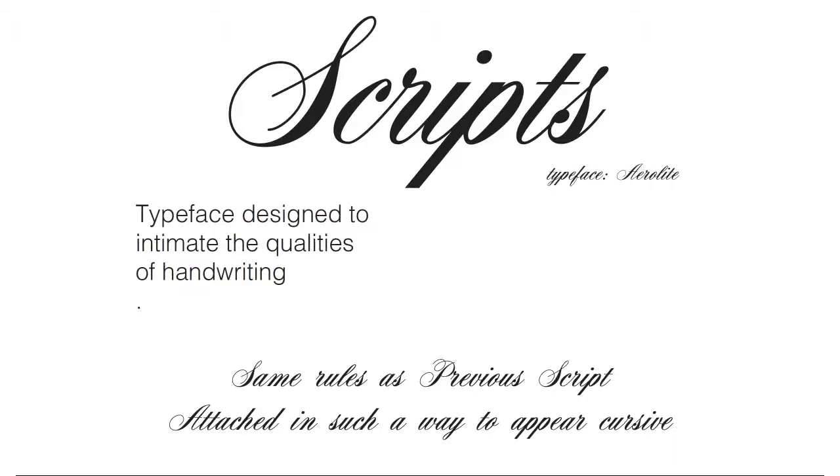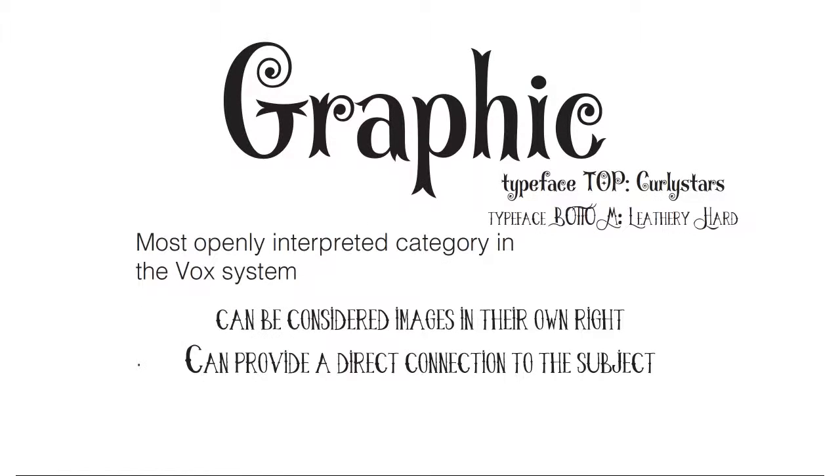Again, the biggest distinction in script typefaces in the Vox system is just attaching all of the letter forms, or at the very least most of the letter forms, in a cursive free-flowing feel. And now we're into graphic. This is kind of where the Vox system ends.